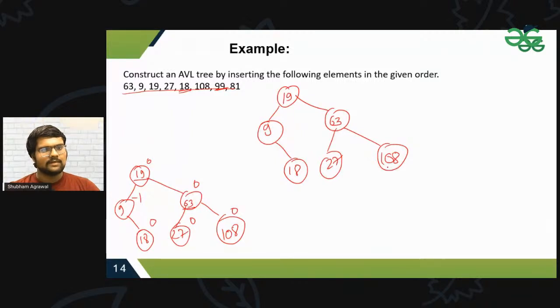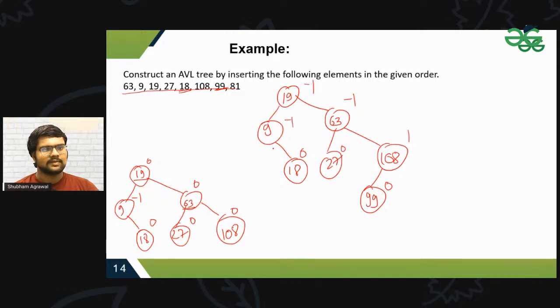And now when we compute the balance factor, it will be 0, it will be 1, it will be 0, it will be minus 1, it will be 0, it will be minus 1, and then 3 and 2, so it will be minus 1. Okay, so again our tree is balanced, so we need not perform any rotation. Now let's insert 81.